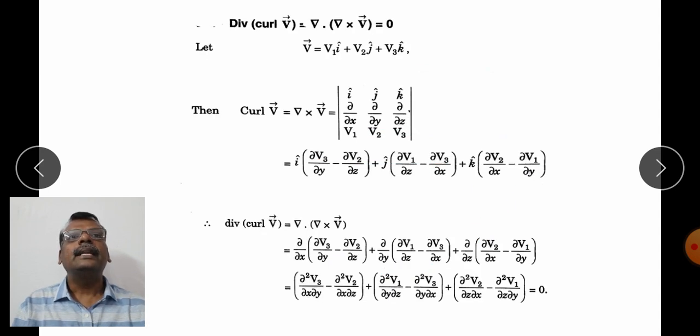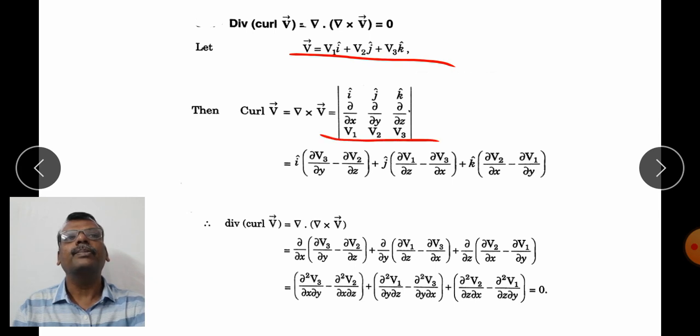Now again, div of curl v bar is equal to 0. Some authors may use v bar instead of f bar because it is a vector. v bar is equal to v1 i bar plus v2 j bar plus v3 k bar. Now div of curl f bar is equal to 0, that is del dot del cross v bar is equal to 0. First we have to find del cross v. Del cross v means curl v, that is equal to the determinant of i j k, dou by dou x, dou by dou y, dou by dou z, and v1 v2 v3.